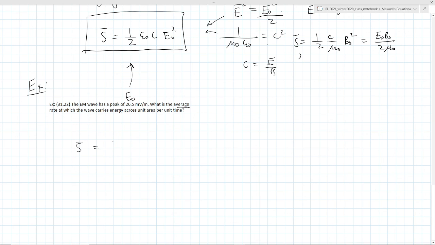So this will be equal to 1/2 times epsilon naught, so 8.85, and let's put in our units here too, coulomb squared per newton meter squared, times 3 times 10 to the 8th meters per second times the electric field. It's given in volts per meter, but remember, we can also express this as newtons per coulomb, which is more convenient actually for what we're up to.